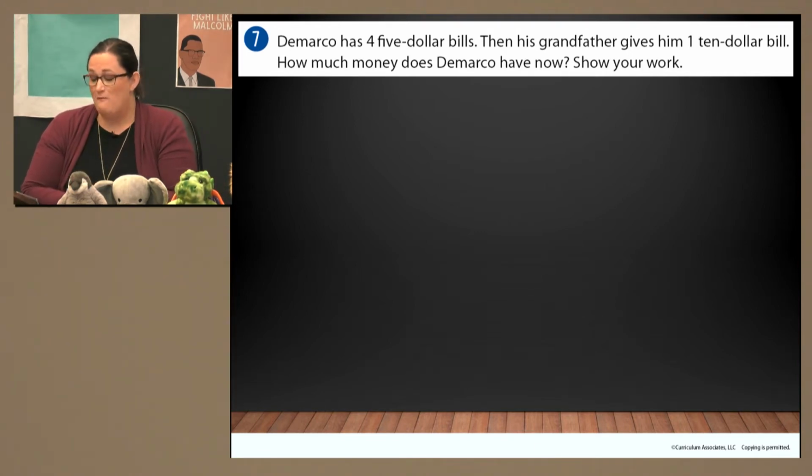DeMarco has 4 $5 bills. That's really hard to say, 4 $5 bills. Then his grandfather gives him 1 $10 bill. How much money does DeMarco have now? Show your work. What's going on here? Yeah, this person has money in bills and then their grandfather gives them more.